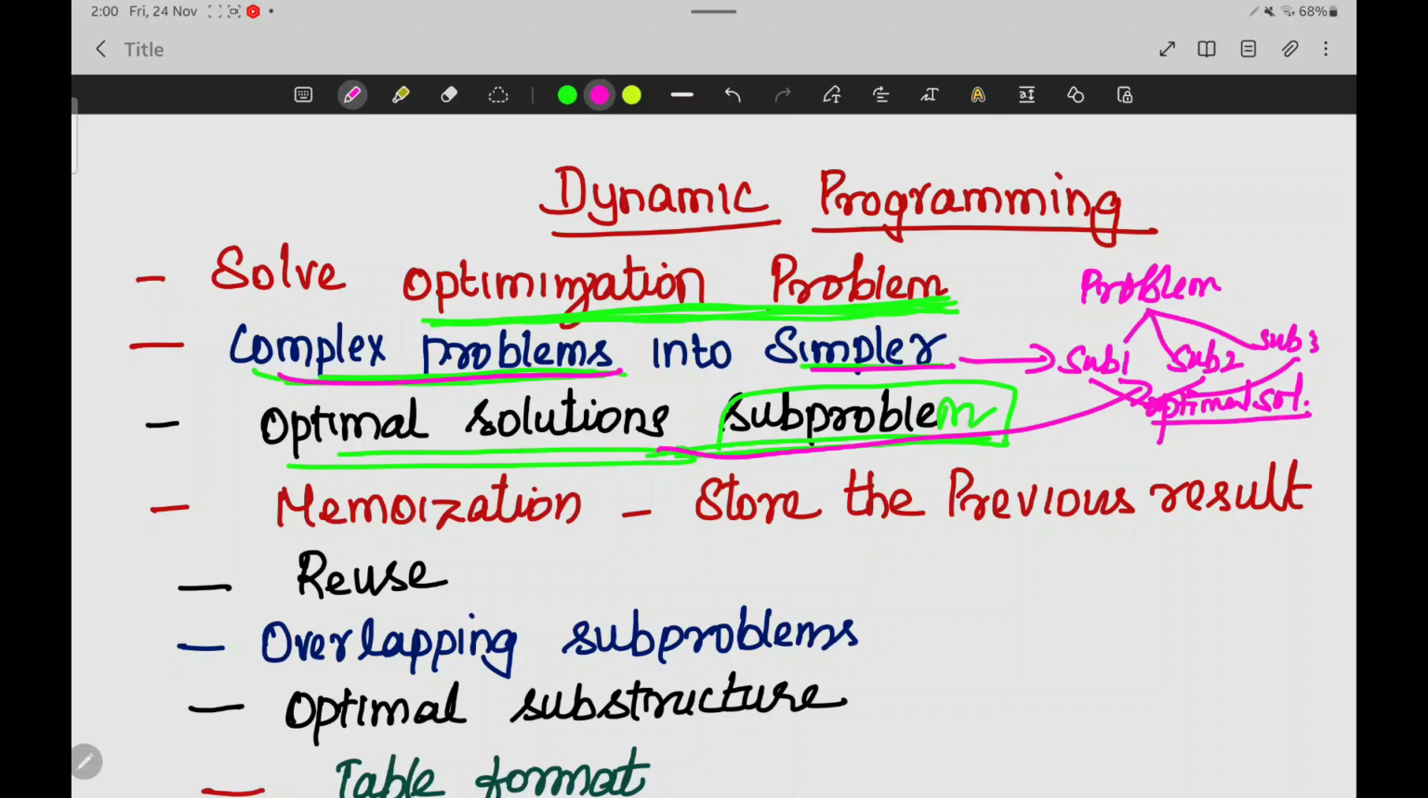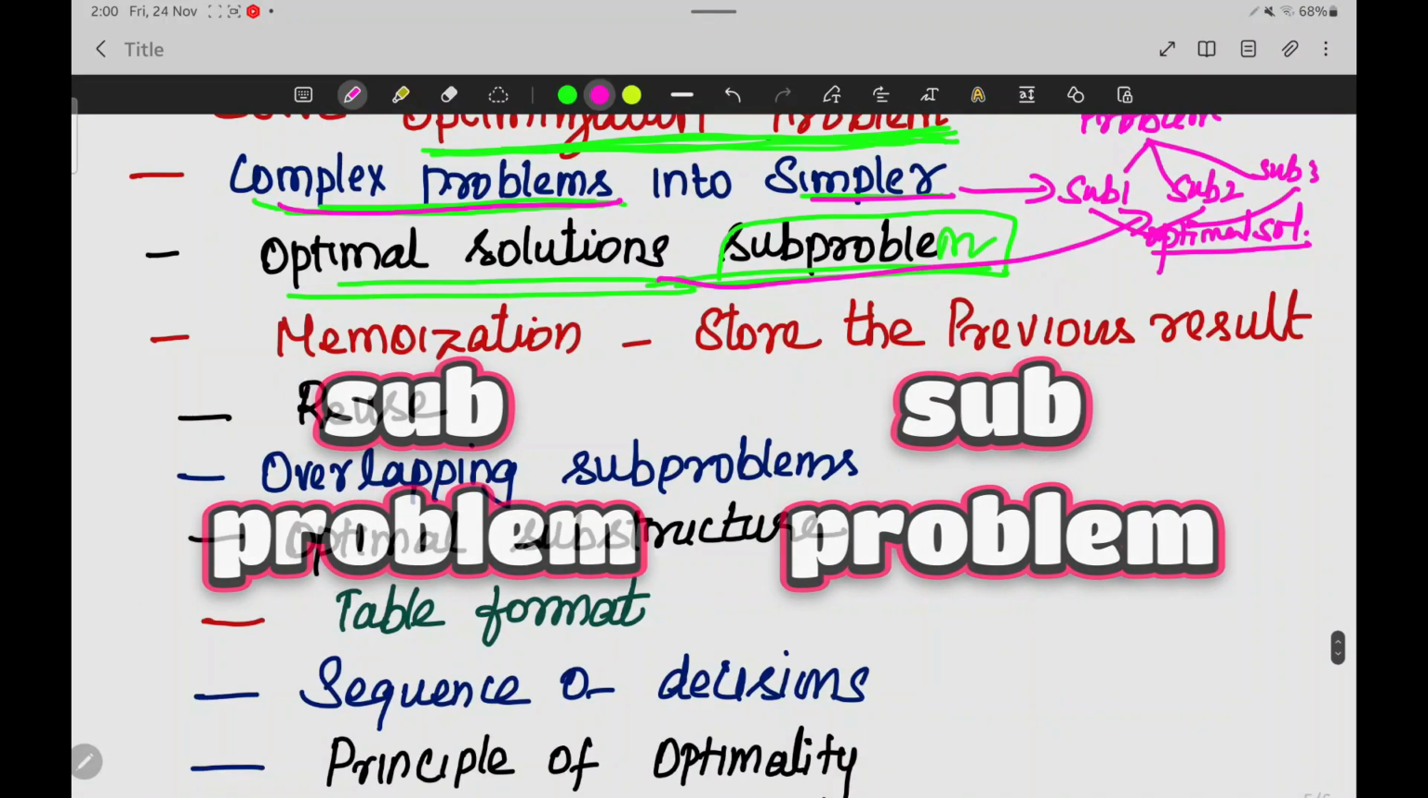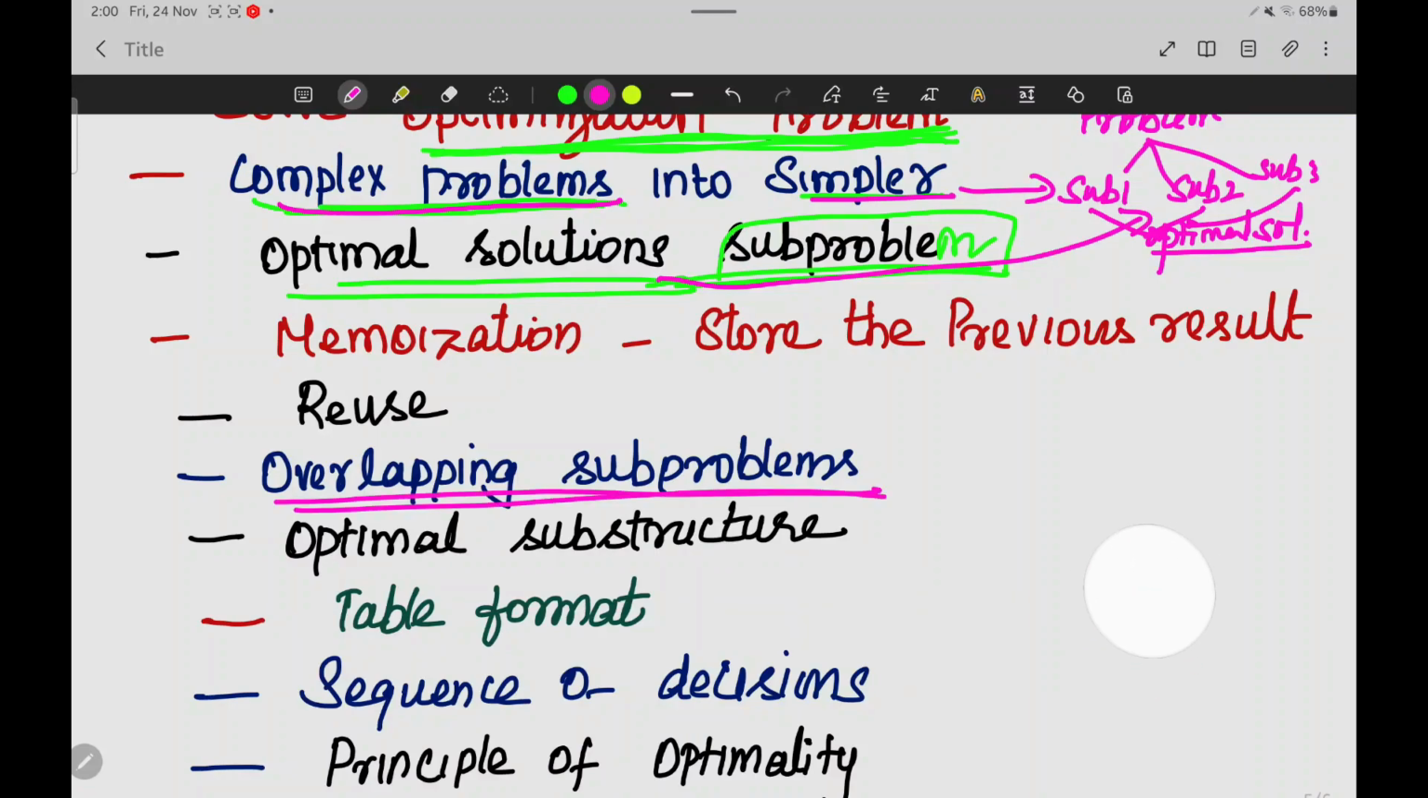How are we able to find the optimal solution? By overlapping the sub-problems. Overlapping means we are able to get the result from an existing one. We get the solution for sub-problem 1, and we want to find the solution for sub-problem 2. Overlapping means this S2 can be gathered through the solution of S1. So this solution is stored in table format, and through the table the results are stored in dynamic programming.